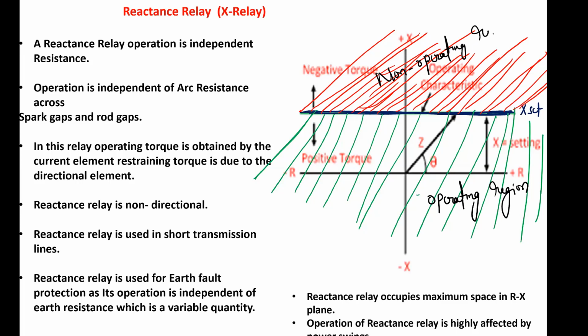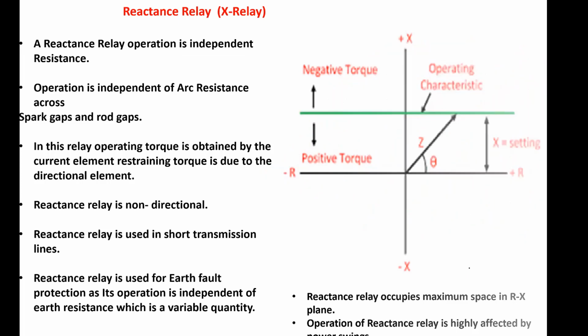So what you have to understand here is the reactance relay operates only on the reactance. Its operation is independent of the resistance of the transmission line. It only sees the reactance of the transmission line and makes the decision. Why is it helpful? Because in the power system in many locations, just for your understanding I am writing.